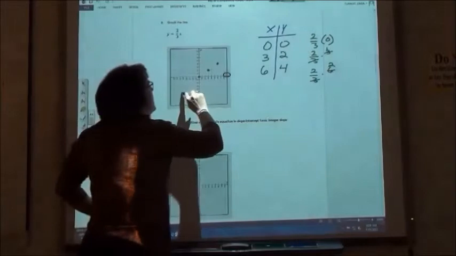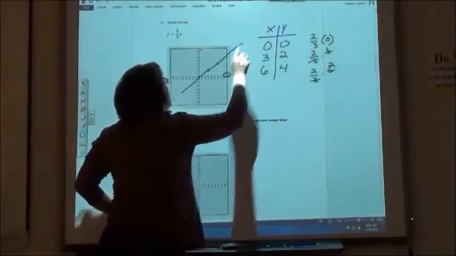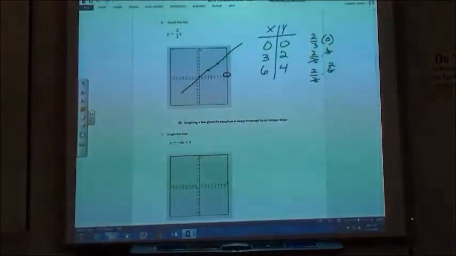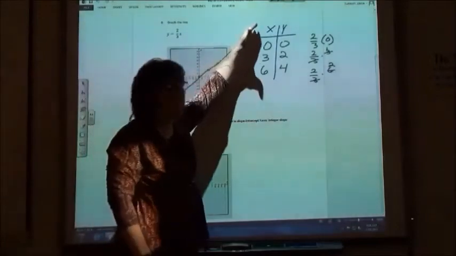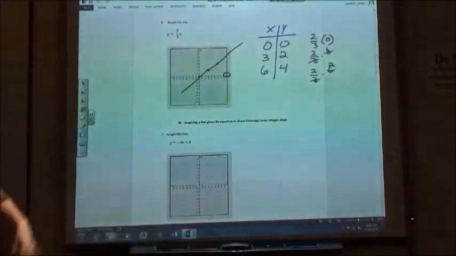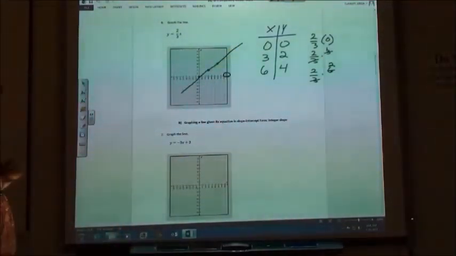So that when I connect my dots, I know my slope is positive because it's a positive 2/3. Those dots go uphill as I go from left to right. All right. So those ones are the ones where you just have the number in front of the x.